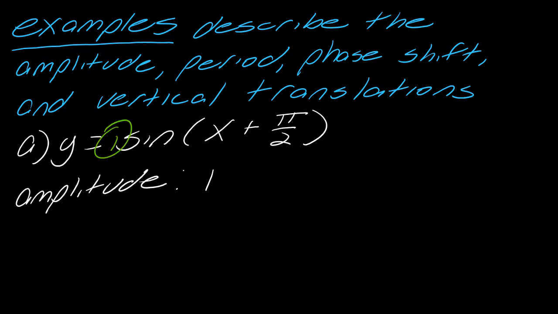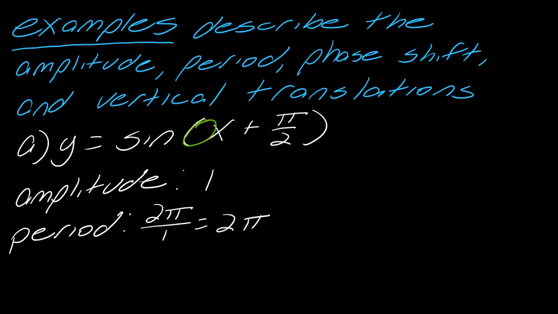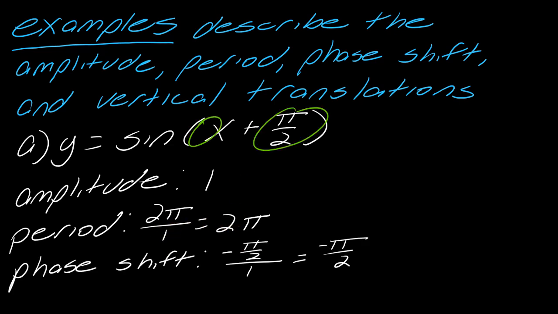First of all, the amplitude is whatever number is in front of your trig function. There's an invisible 1 here, so my amplitude, of course, is going to be 1. My period: to figure out the period, you take whatever number is in front of the x. There's an invisible 1 here, right? So you take 2 pi divided by that number, so 2 pi divided by 1 is just 2 pi. The period is 2 pi.